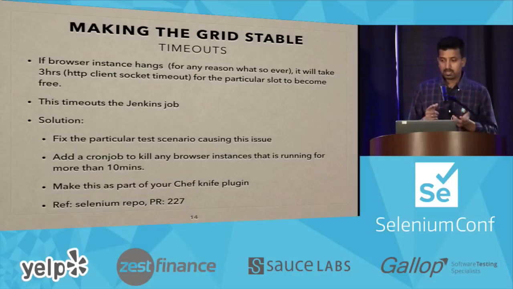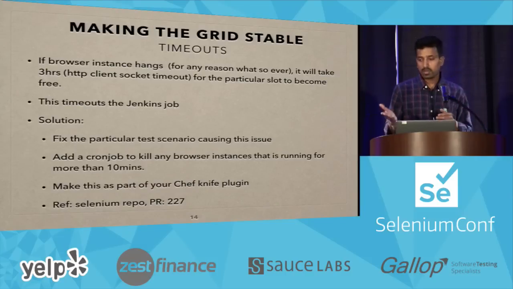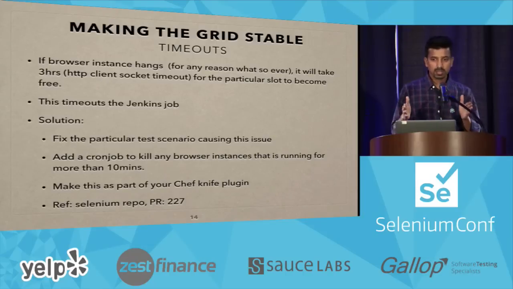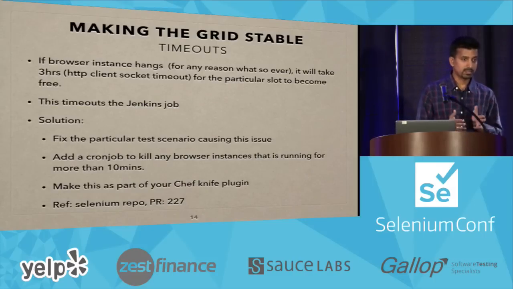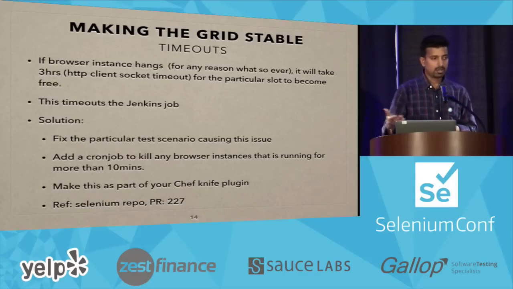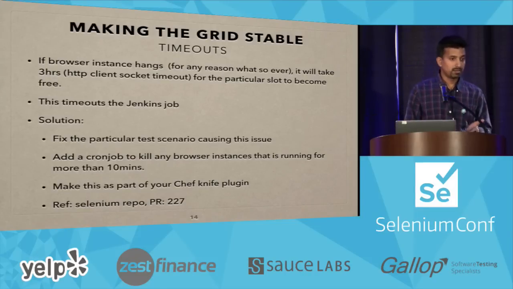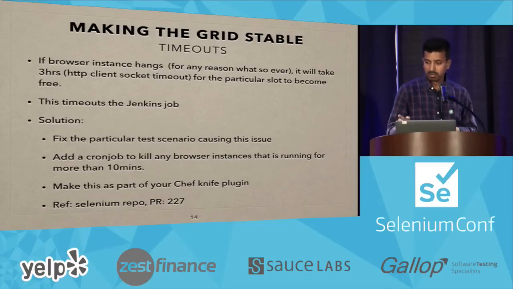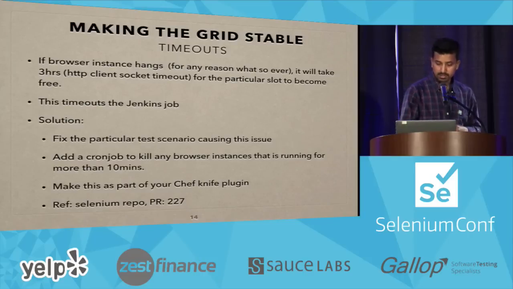Second, because I want a stable setup, I added a cron job which starts every 3 minutes, looks for any Firefox or browser instances running for more than 10 minutes, and terminates them. There's no reason why a browser should be running for more than 10 minutes for a UI test, right? It shouldn't take more than 2 or 2.5 minutes. And automate it. Any change you make, automate it. Add that as part of your Chef knife plugin. Add it to your AMI, so the next time you don't have to do it manually. Every small step, automate it. More details about this timeout can be found in pull request 227 in the Selenium repo.